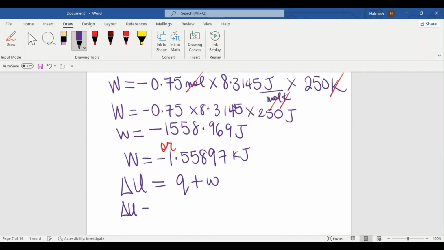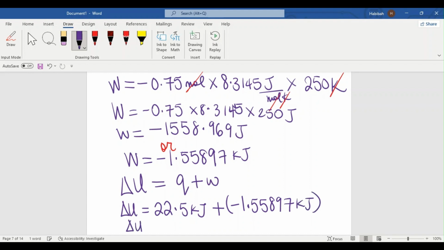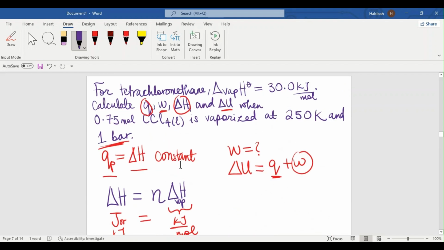So you have change in internal energy equals 22.5 kilojoule, plus negative 1.55897 kilojoule. So when you do this information, we end up getting 20.94103 kilojoule.